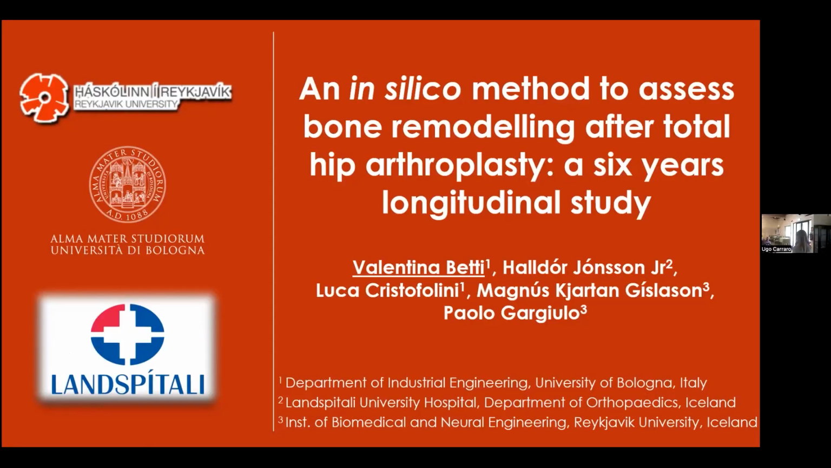and Reykjavik University that, as Paolo said, hosted me for almost a year, and in which I developed an in silico methodology to evaluate how bone remodels in patients that underwent an operation of total arthroplasty 6 years before the study.